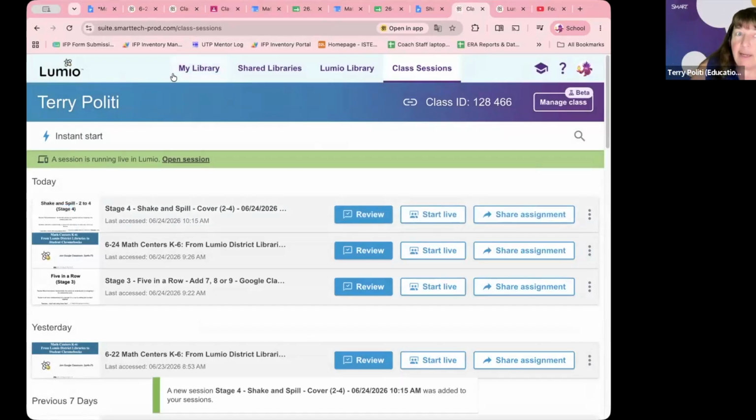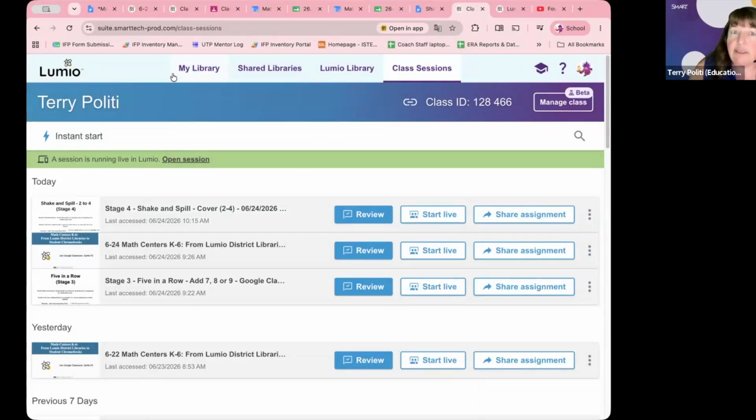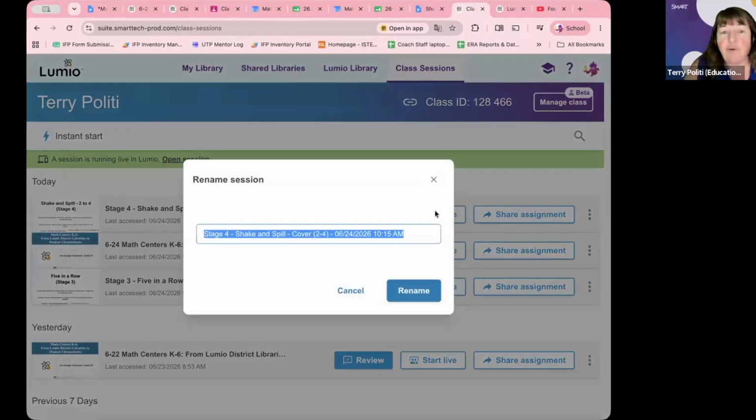Remember, My Library is your templates. The class session is where you find all the data. Okay, so it created a session. This is where all the data is going to be. Now, you can rename this if you want to. Like if you have a certain group of kids you're going to use this with, I'm going to do this with the Redbirds. You can have whatever naming convention you want, just so that you can rename it when it comes over here.